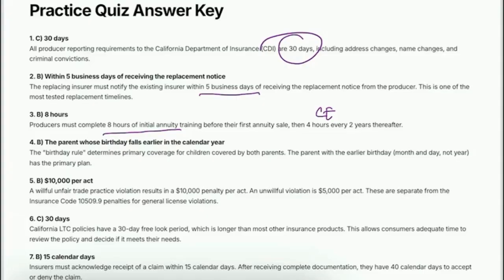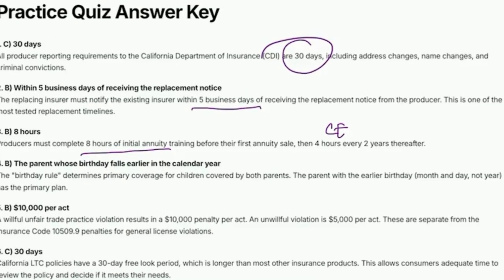Don't overthink it. Number 5, $10,000 per act. We should know this inside and out, right? Unwillful violations are $5,000 per act. Willful violations are $10,000 per act.